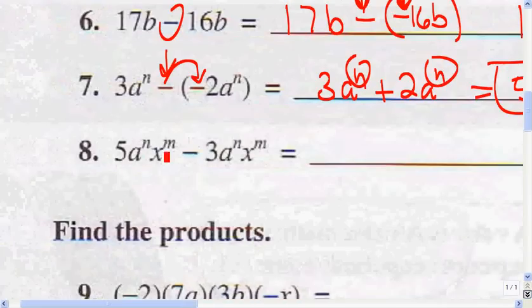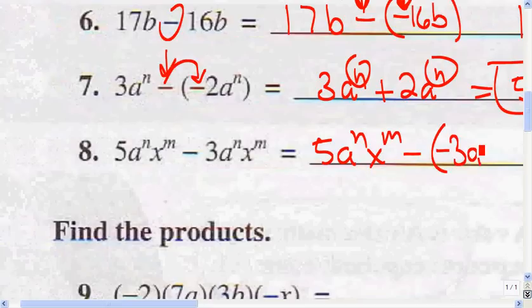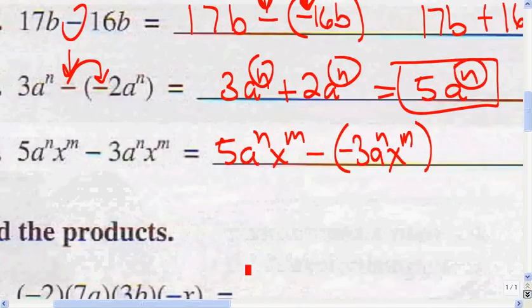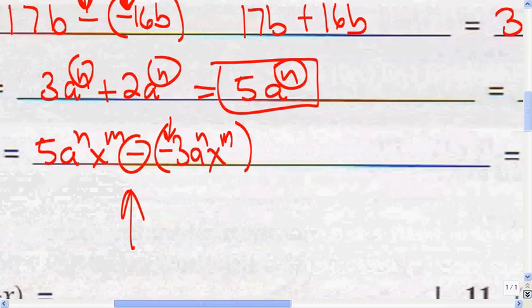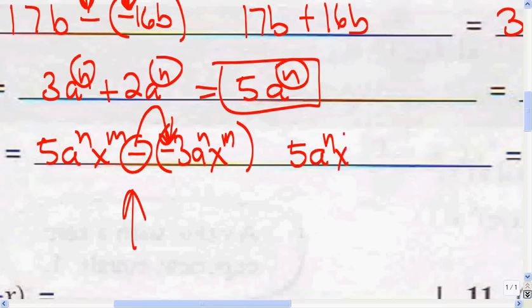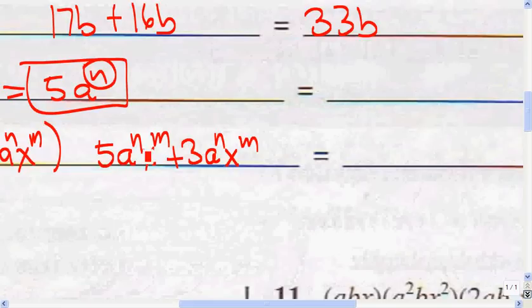Okay, so here we've got 5a^n x^m minus a negative 3a^n x^m. This negative here is this negative here. I added that negative because they told me to subtract, since this means take away the negative. So I'm going to have 5a^n x^m plus 3a^n x^m. Our answer is 5 plus 3, which is 8a^n x^m.